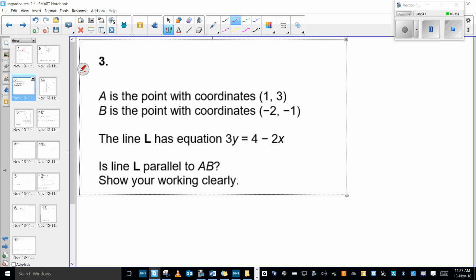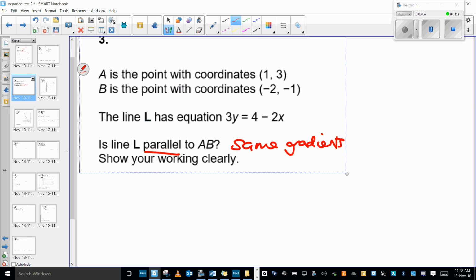A is a point with corners blur. B is that the line has the equation blur. Is line L parallel to it? So, we've just talked about this. We know that parallel lines have the same gradients. So we need to establish if these things have the same gradients. Probably the easiest one to find the gradient of is this line. How can we find the gradient of this line?